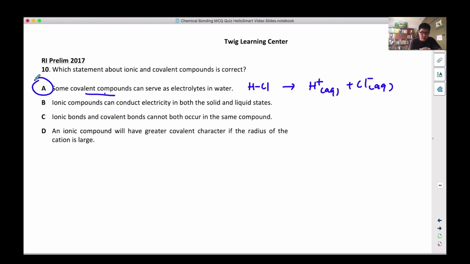Just to make sure you understand why the rest are wrong: ionic compounds can conduct electricity in both solid and liquid states. It cannot conduct in solid state. I think you should know that, the ions are immobile.